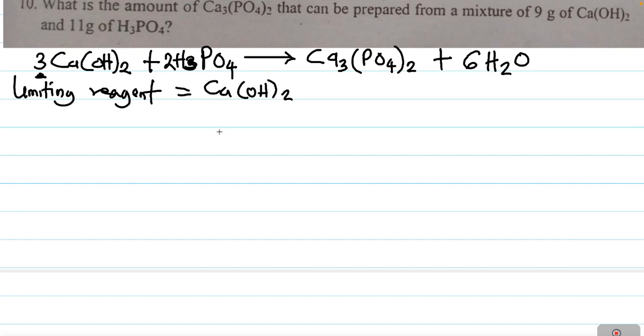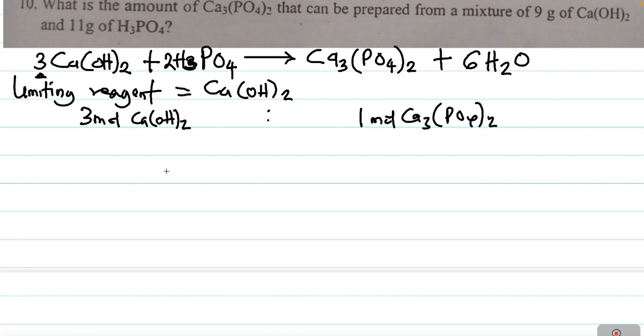Okay, so basically what we're going to do here is that it is actually the calcium hydroxide that will give us the exact amount of the product, which is what we are asked to find. So come here, from the equation here, you can see that 3 moles of this will give rise to 1 mole of this. And remember, I told us that 3 moles of calcium hydroxide will give rise to 1 mole of calcium phosphate.